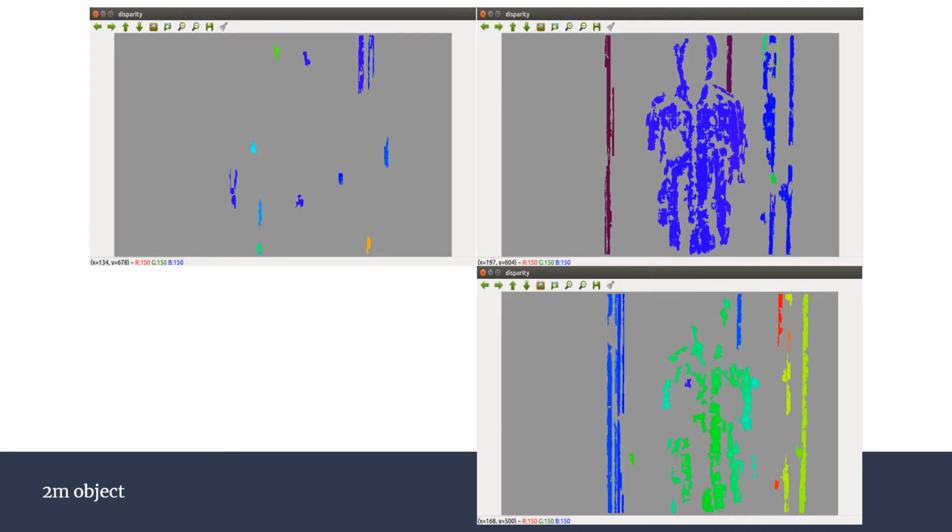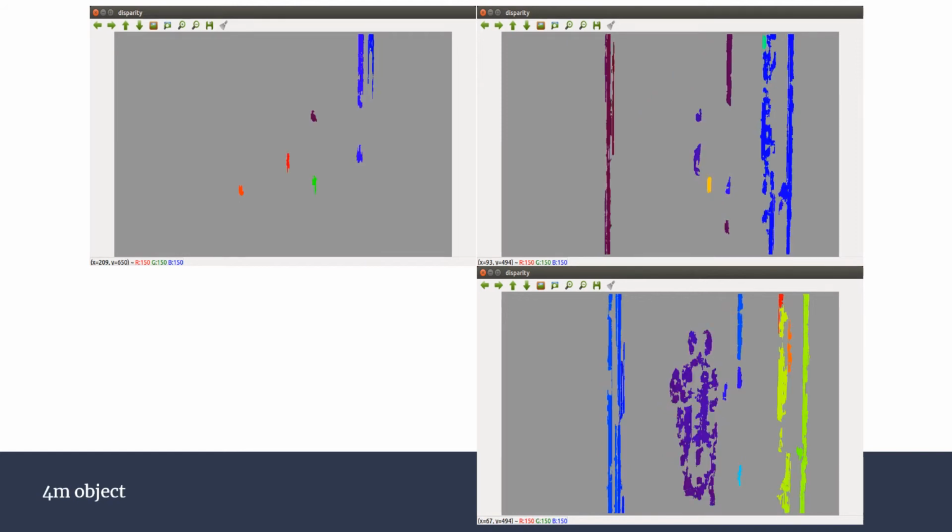These are the disparity images of the short, middle, and long again at a 2-meter object, and you can see this time the short baseline cannot pick up the object because it's farther away, and then the middle baseline is able to see it much more clearly. The long baseline has some of the object, but not nearly as much resolution as the middle baseline.